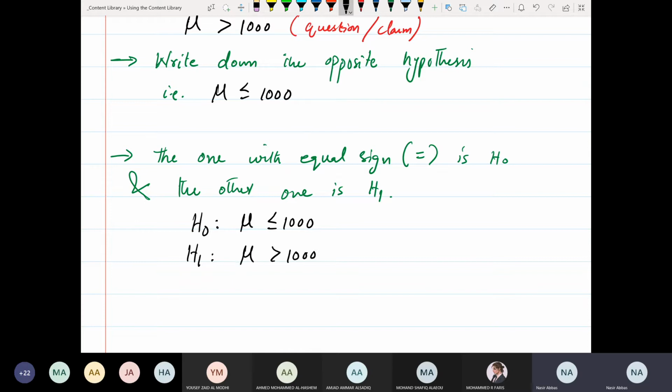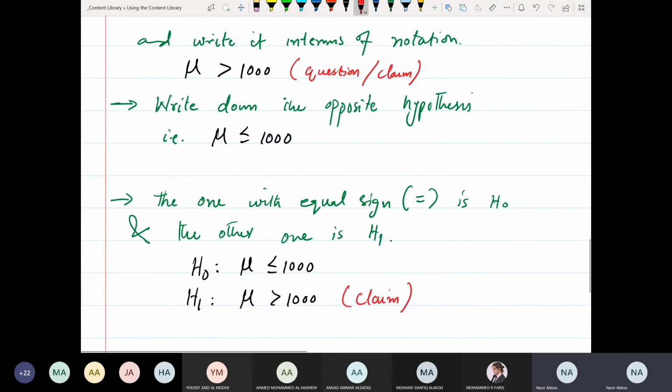And for reference, at the last step when you will be making conclusions, you should know which one is the claim. So for your convenience, I'm writing here that this is the claim. This will help you at the last step when you will be making conclusions after the decision. This will help you know what was H0 and what was H1. H1 is basically the claim, and the opposite hypothesis that you defined yourself is H0.